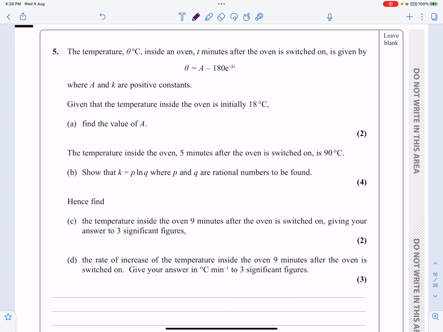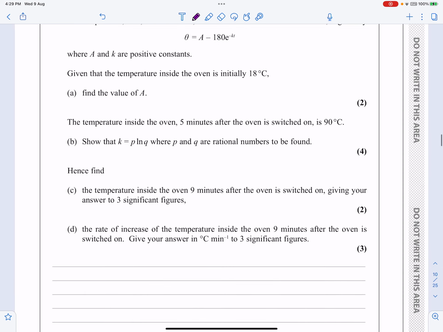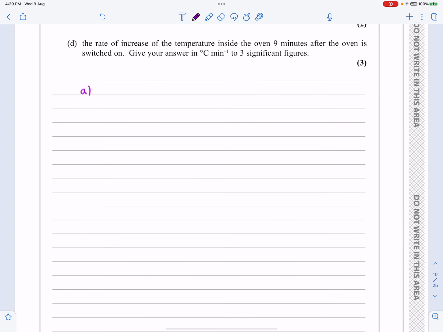But basically what we've got with this one is the temperature of an oven is theta, and t is the amount of minutes after the oven has turned on, and it's modelled as this negative exponential. It says for part a, given that the temperature inside the oven initially is 18, can we work out what A is? Well, yeah, we absolutely can. This is a relatively standard start to one of these sorts of questions.